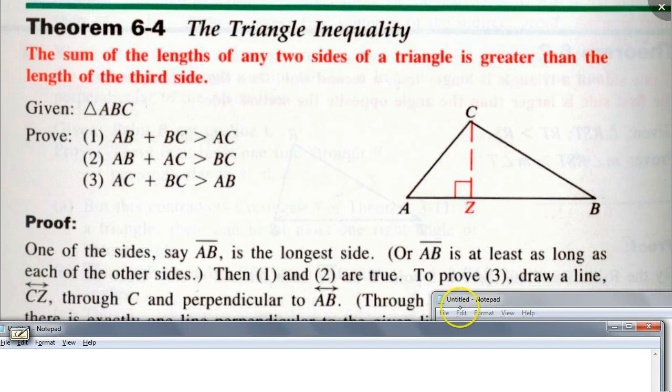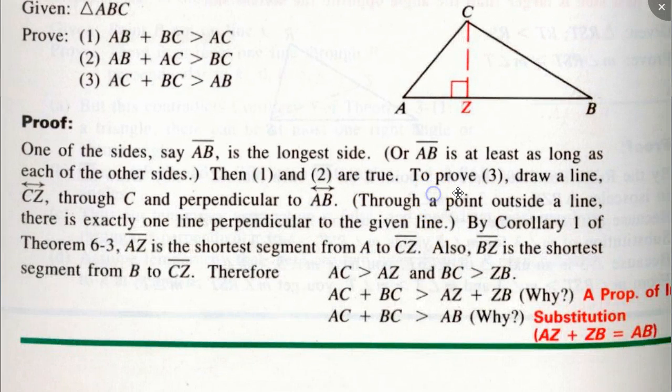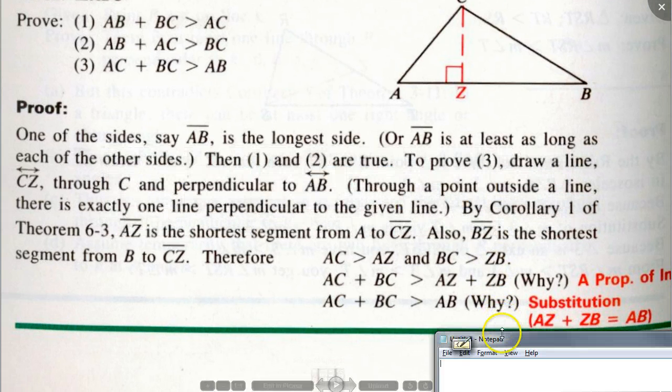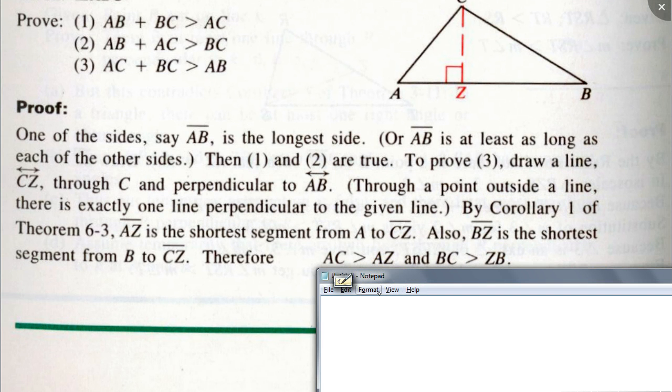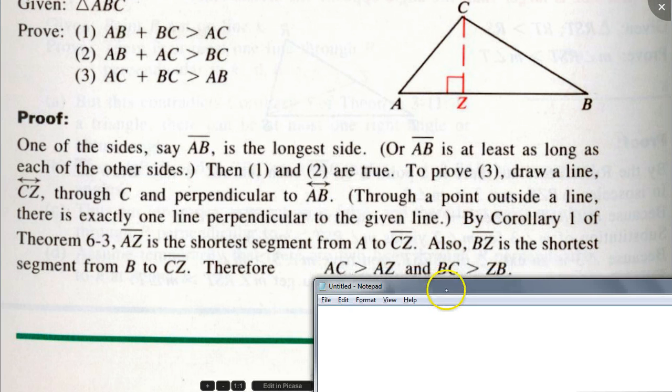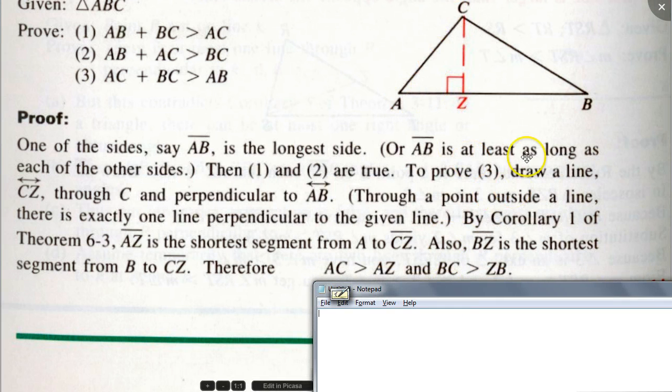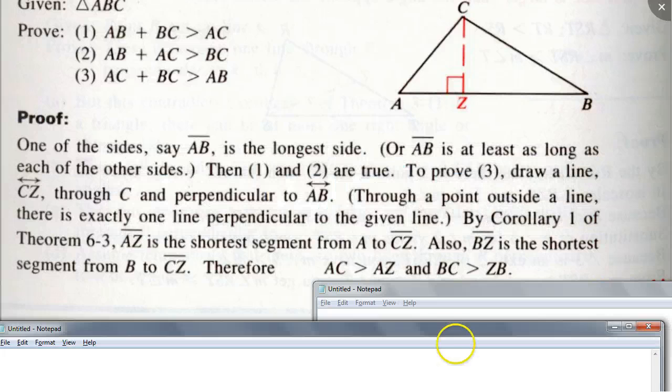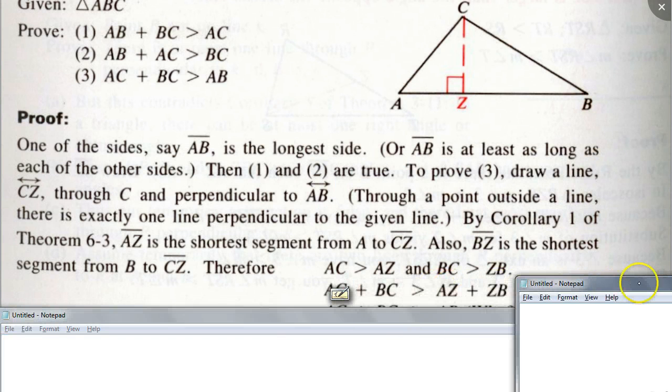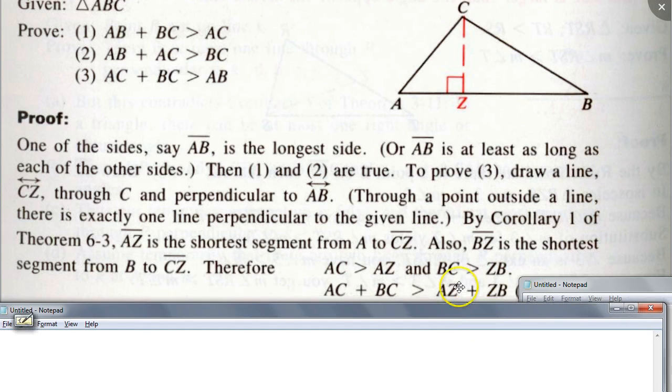If that's true, let me try to hide the answer. Okay, so you know that AC is greater than AZ. We also know that BC is greater than ZB, because of the corollary. Now, if that's true, is it okay for me to say that AC plus BC is greater than AZ plus ZB? Yes.